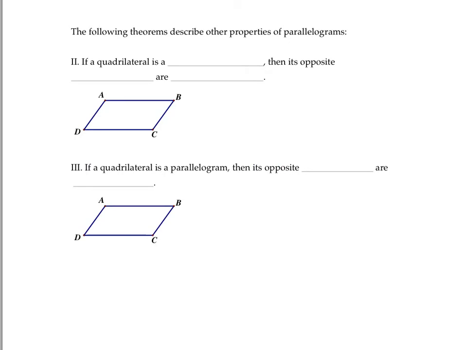Next, we're going to take a look at four theorems related to parallelograms. Our first theorem states if a quadrilateral is a parallelogram, then its opposite sides are congruent. So if a quadrilateral is a parallelogram, so we would have to be given that information, then the opposite sides are congruent.